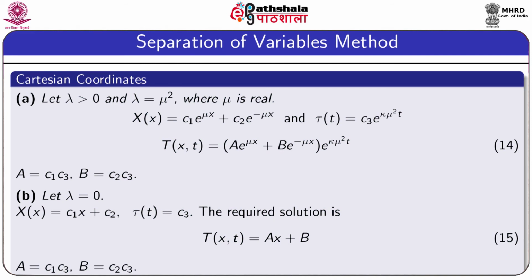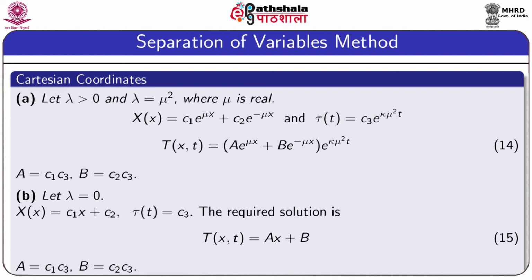where C1, C2, C3 are integrating constants. So, substituting the values of capital X and tau in the original equation, we get the expression for capital T as A e to the power mu x plus B e to the power minus mu x into e to the power kappa mu square t, where capital A is equal to C1 C3 and capital B equals C2 C3.